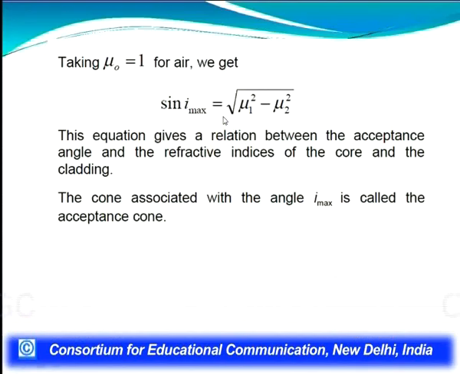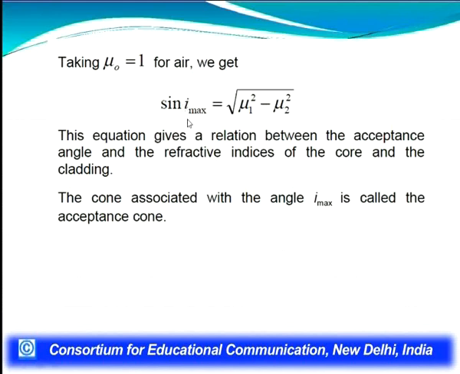Now, mu naught is equal to 1 because we are talking about air; incident light is entering the fiber from the medium air. So mu naught is equal to 1, and sine I maximum is equal to root of mu 1 square minus mu 2 square. This equation gives the relation between the acceptance angle and the refractive indices of the core and the cladding. Mu 1 is for the core and mu 2 is the refractive index for the cladding.